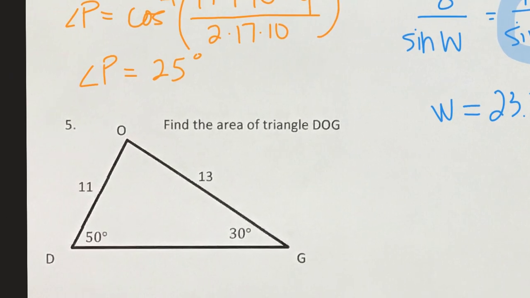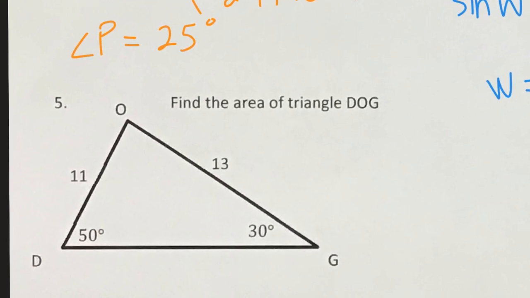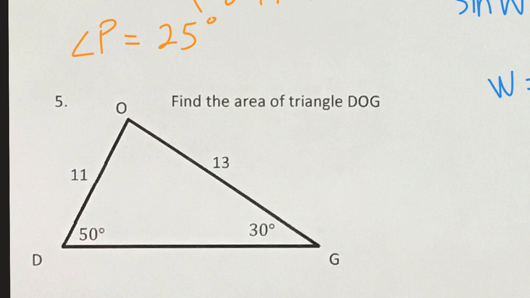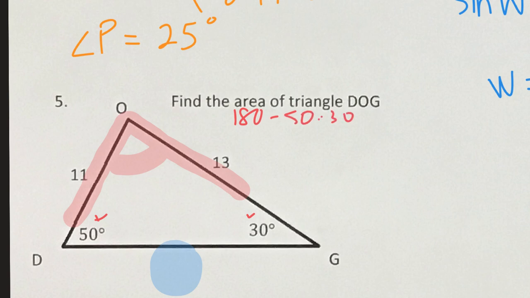Okay, moving on, we have triangle DOG that we're going to find the area of. So we need to know 2 things. Either we need to know 3 sides, so we're missing a side here, or we need to have 2 sides and the angle between them. At the moment, we don't have any information to do either one of them. But just like we said, if we know 2 angles, so one is 50 and one is 30, 180 minus 50 minus 30 means O is 100 degrees.